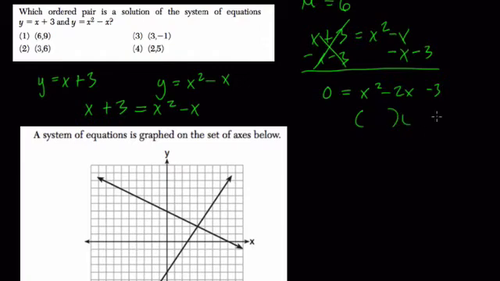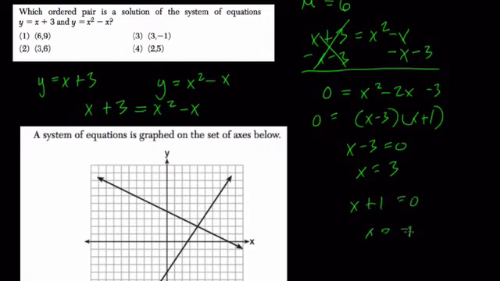Now we factor. Well, we're going to have x's here. What factors of negative 3 add to negative 2? Well, we're going to have negative 3 and positive 1. They multiply to negative 3 and add to negative 2. So now if x minus 3 equals 0, x equals 3. And if x plus 1 equals 0, then x equals negative 1. So our 2 points have to have 3 and negative 1 for your x values. So far choice 1 and choice 4 are out.